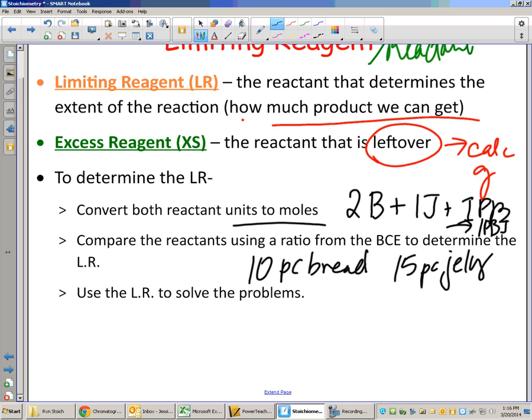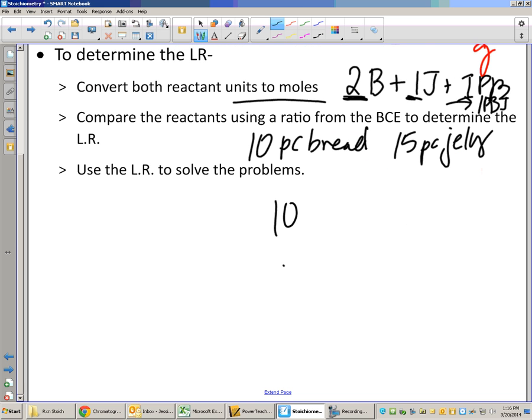PB&J. So my ratio between bread and jelly was a 2-to-1 ratio, right? I needed 2 pieces of bread and 1 piece of jelly to make a sandwich. So in the example here, if I have 10 pieces of bread, how many pieces of jelly would I need to fulfill all that bread? 5, right? So what I'm doing in my head is I'm going, okay, for every 10 pieces of bread, my ratio used is 1 piece of jelly for every 2 pieces of bread.